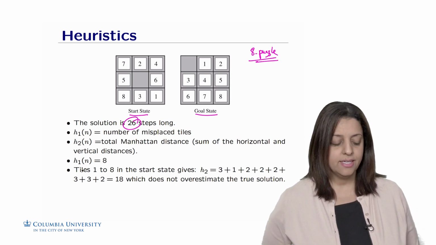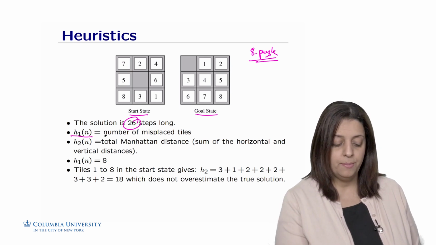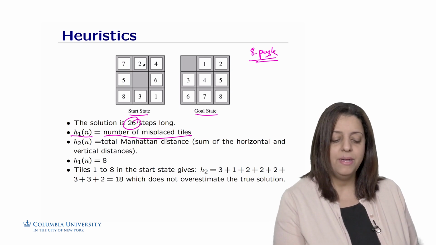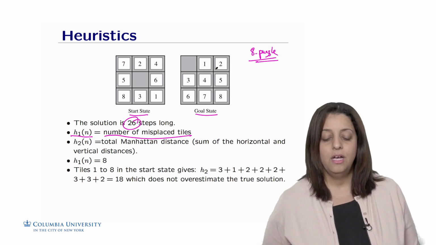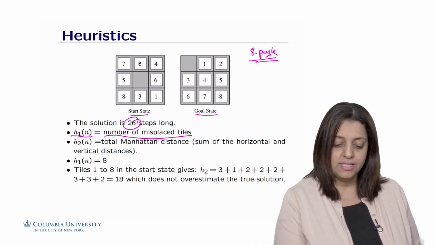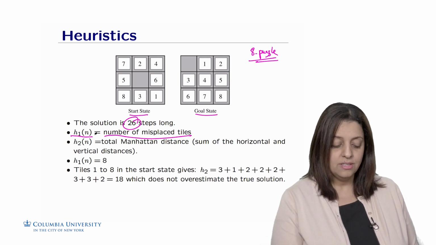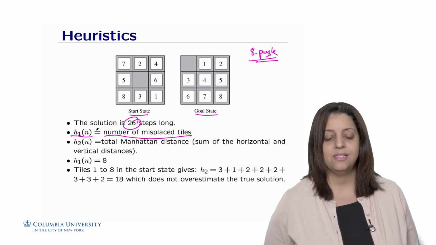So possible heuristics could be, for example, using h1(n), which is the number of misplaced tiles. You look at the start state and you see how many of the tiles are not at the right place as compared to the goal state. So for example, 2 is not in its place. 4, none of them is actually in its final place. So the total distance, in this case, h1(n) will be equal to 8, which represents the number of misplaced tiles.